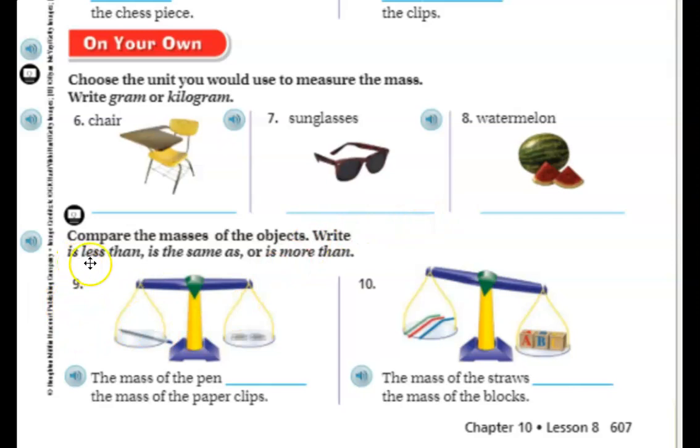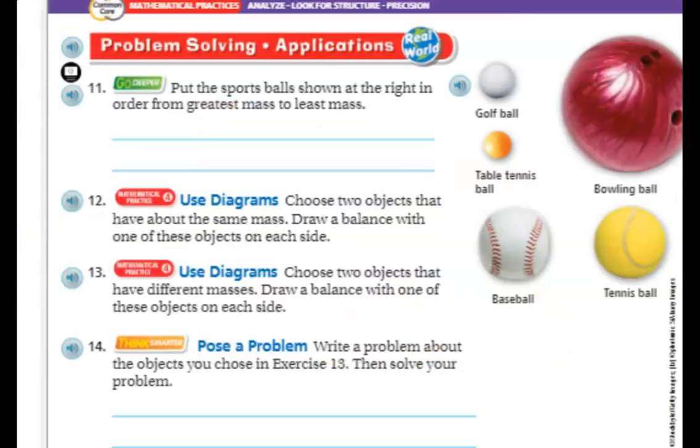Number 9, you had to choose less than, the same as, or more than. So you're looking at the arm. The mass of the pen and the mass of the paper clips were the same. Then the mass of the straws, hopefully those are paper straws or reusable straws, since it was just Earth Day. And then we have 3 blocks. So hopefully the mass of the recycled straws or reusable straws is less than the mass of the blocks. And we're going to turn the page.